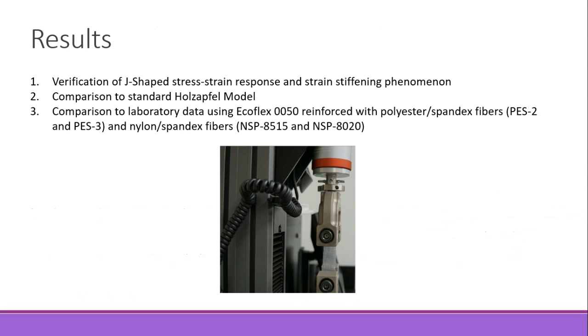Once that model was derived, the researchers were able to plot a stress-strain response and verify the J-shaped behavior. And then they were also able to compare it to the given Holzapfel model from other research that they referenced. And lastly, both those models could then be compared to a real-life material known as EcoFlex 0050 that was reinforced with various types of fibers, both polyester spandex and nylon spandex.